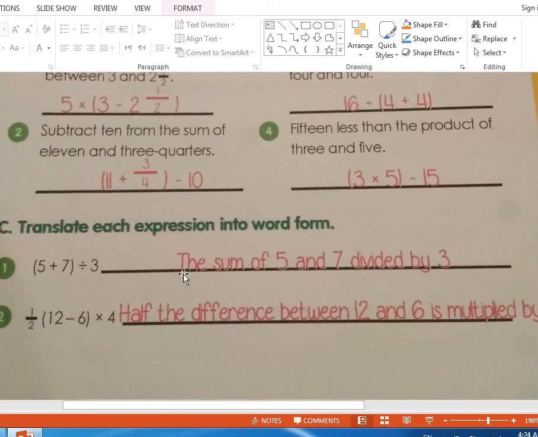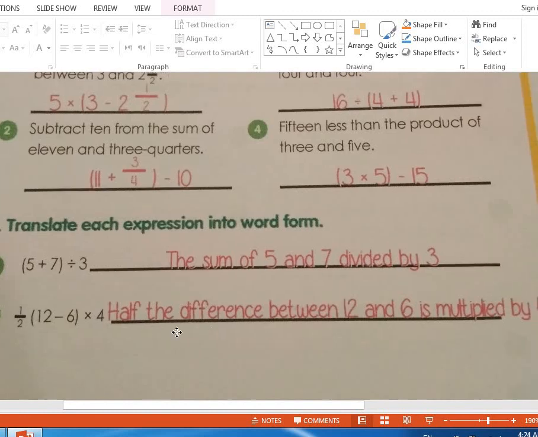Okay, translate each expression into word form. 5 plus 7 divided by 3. The sum of 5 and 7 divided by 3. Very easy words. I can use very easy words. It's okay. Half, open brackets, 12 minus 6, times 4.